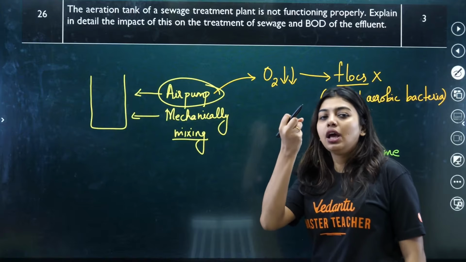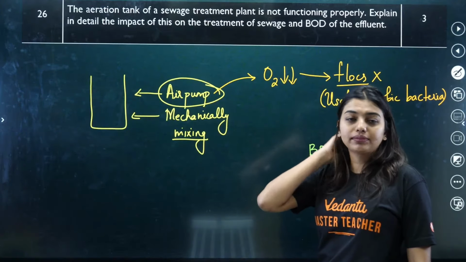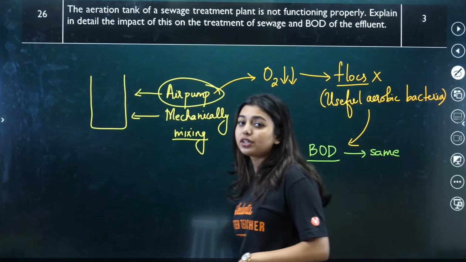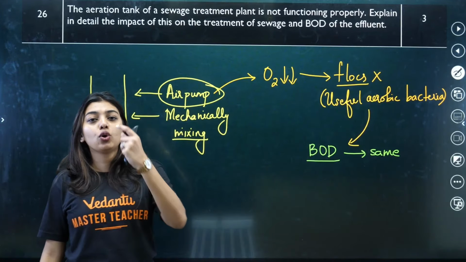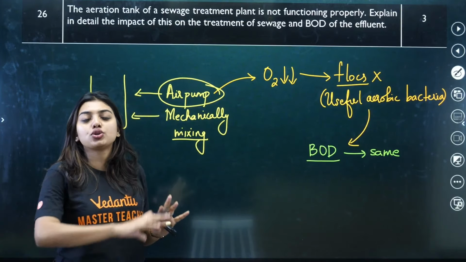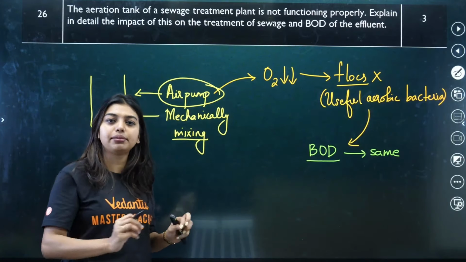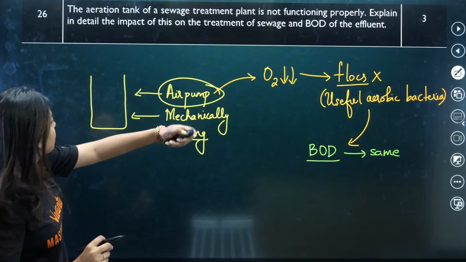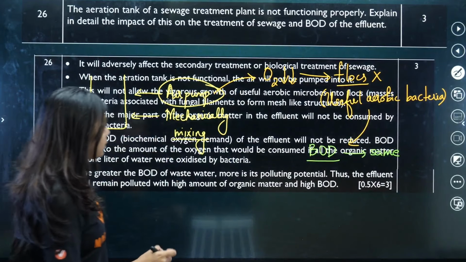That means however much was there in the primary effluent, that much only will be there at the end also, because the aeration tank is not working. Flocks have not been formed. Those aerobic bacteria have not started consuming the organic matter. So, the entire biological treatment will be a flop. Okay. So, what is the impact on the treatment of sewage? It's gone. Totally gone.